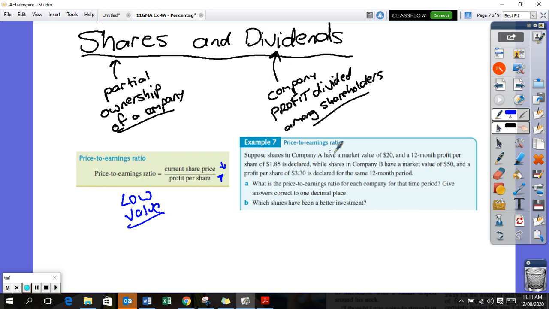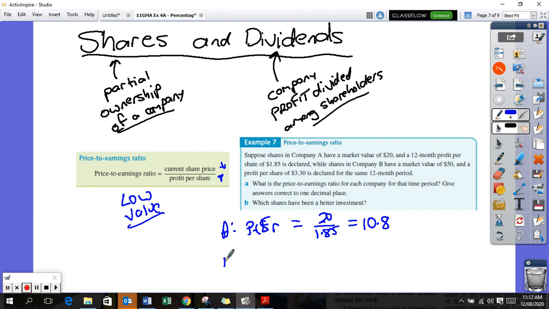Okay, so we've got two companies. In this example, company A has a market value of $20 and a 12-month profit of $1.85 per share is declared. So its price to earnings ratio for company A is going to be 20 divided by 1.85, and it gives a ratio of 10.8.